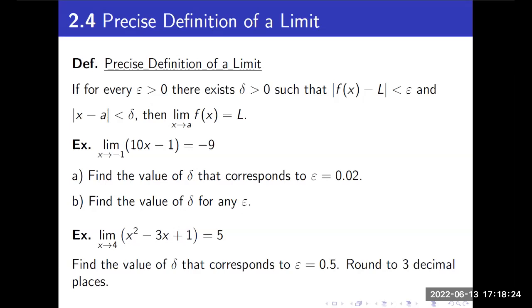In the second example, we're going to look at a quadratic. We'll find the value of delta that corresponds with this value of epsilon. Okay.